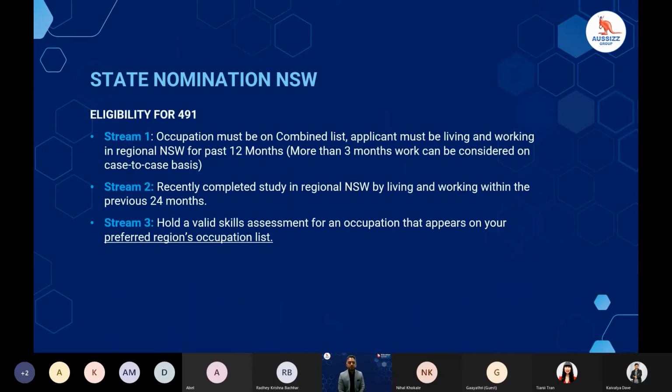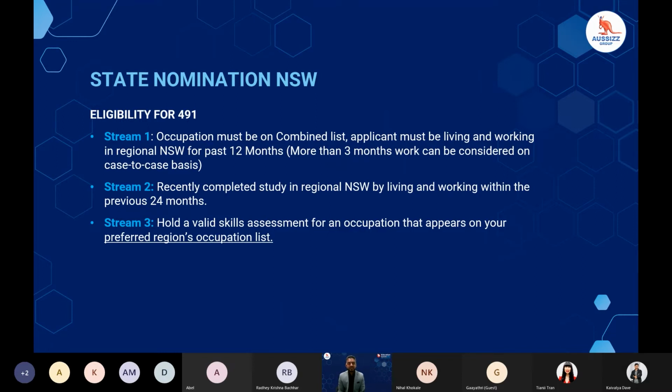For a 491, your occupation must be on the combined list for stream 1, and you must be living and working in regional New South Wales for 12 months. But generally, candidates with more than 3 months of work experience can be considered on a case-by-case basis. So we generally recommend candidates who complete 3 months living and working in regional New South Wales in their occupation can apply for the stream 1 category after 3 months.